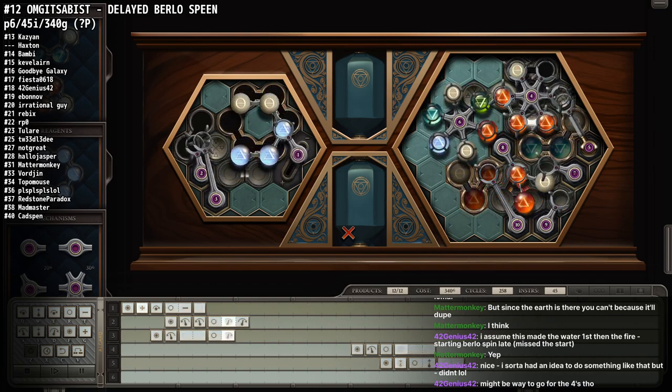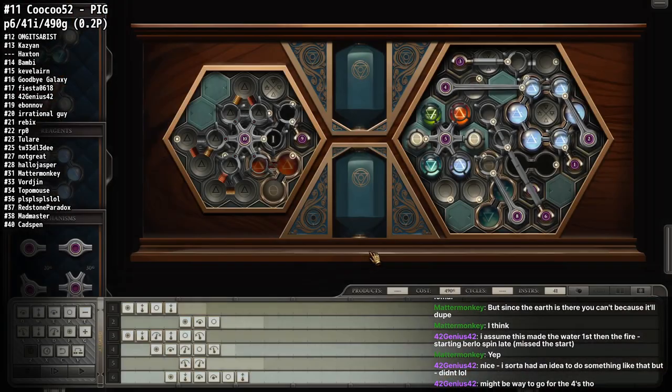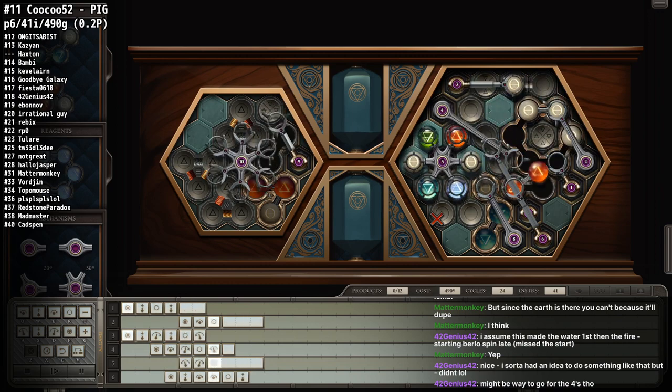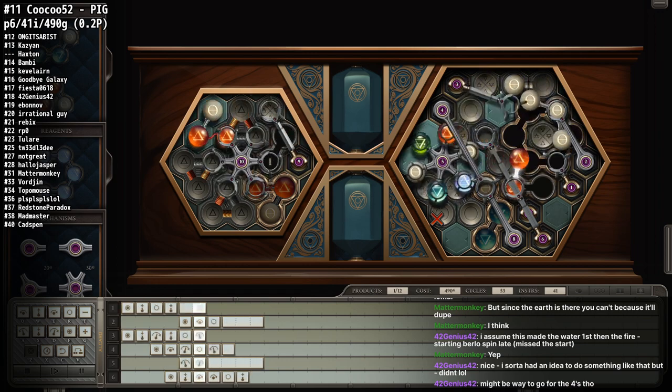Now we have another 4 instruction drop. Oh, is this Mr. Possible? No, it's Cuckoo 52 with a whole new different method. 1/5 P. Ah, 1/5 P.